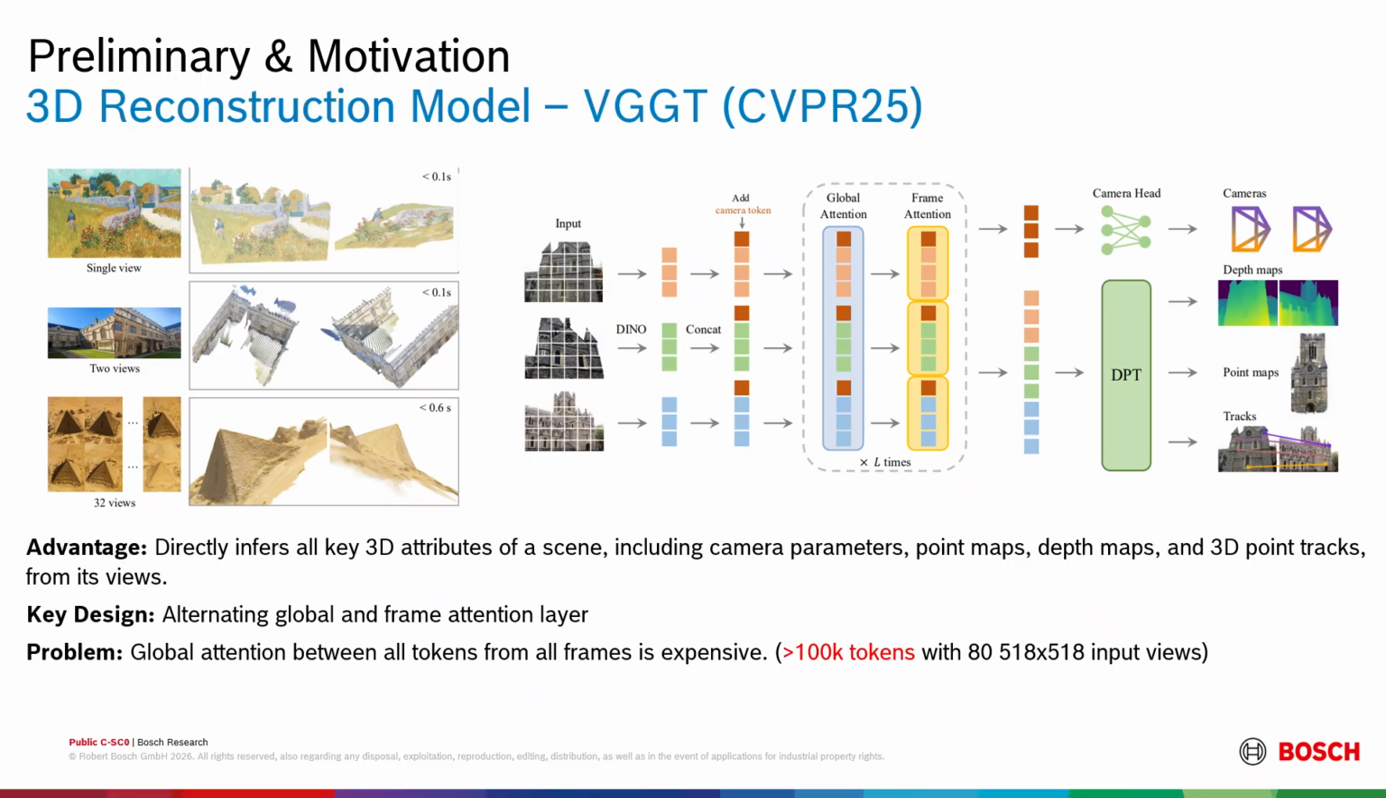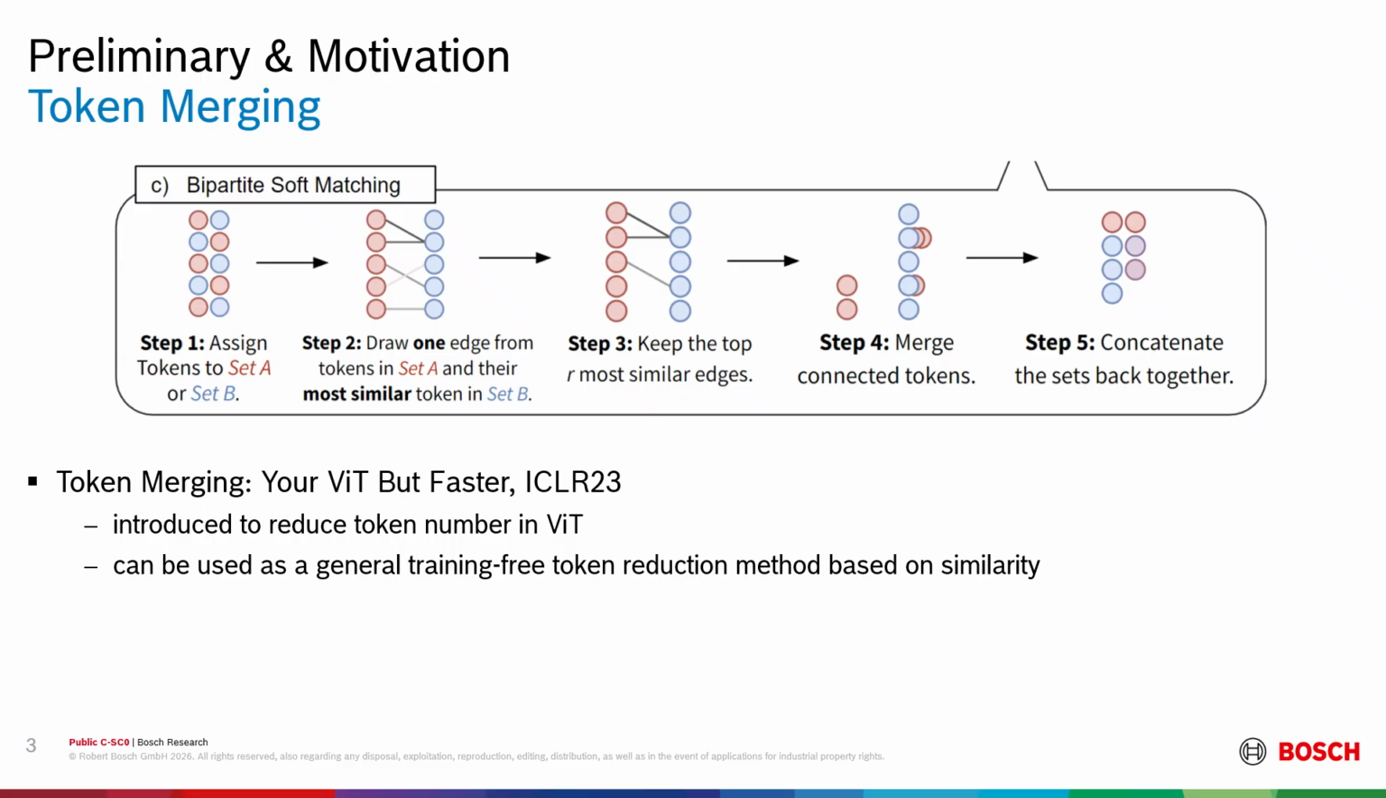With 80 views at 518 resolution, we already have more than 100,000 tokens, so the global attention layers become the main latency bottleneck. One general way to reduce the inference cost of transformers is token merging. The idea, introduced by ToMe, is to find similar tokens and replace them by a smaller number of merged tokens. This is training-free and can be applied to existing models. For VGGT, token merging is attractive because many tokens are spatially or temporally redundant, so we may reduce the sequence length before expensive global attention.